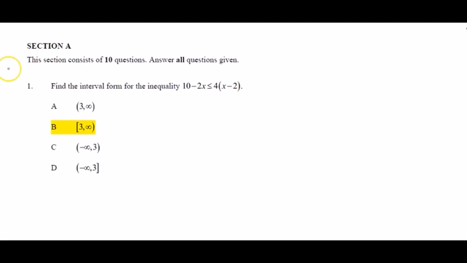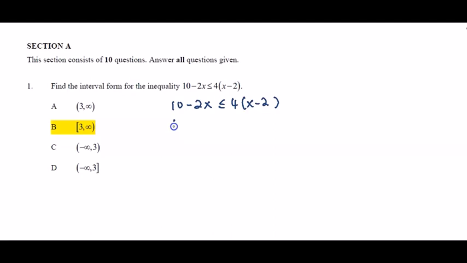Find the interval for the inequality 10 minus 2x less than or equals to 4x minus 2. So here we're given A, B, C, D, and B is the correct answer. So let's check your answer whether you got the correct one. And if you don't get the answer, you can proceed to see my solution.